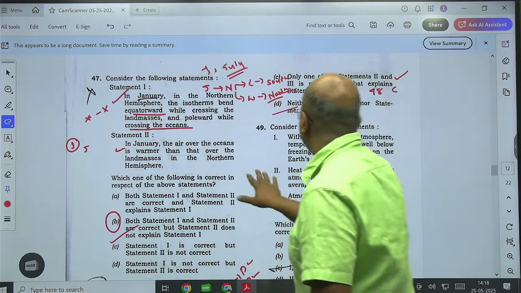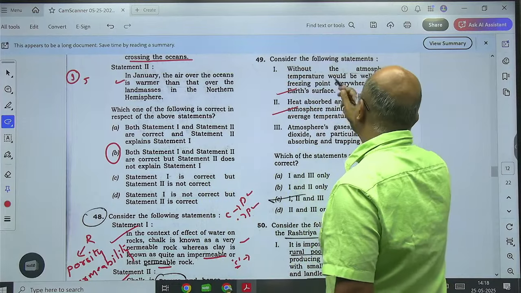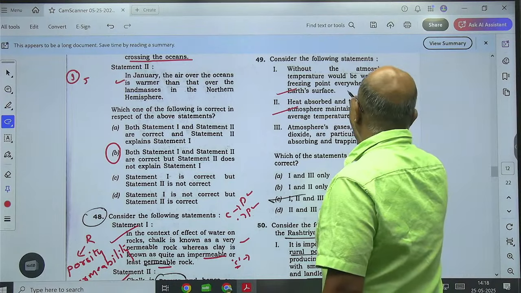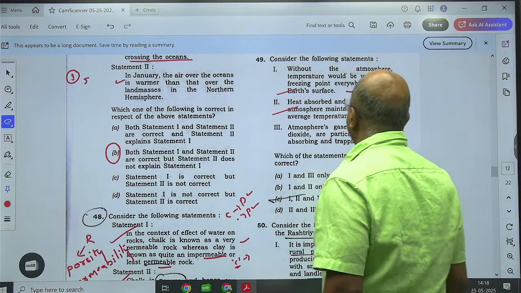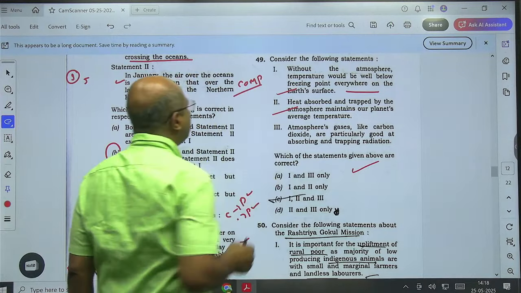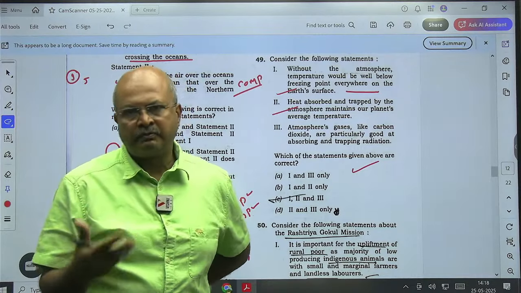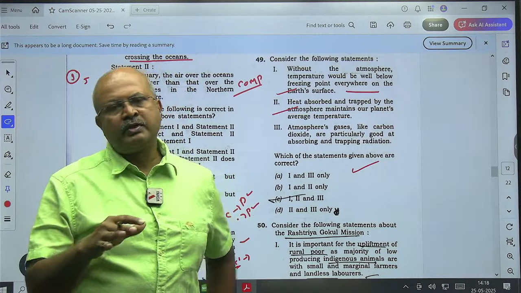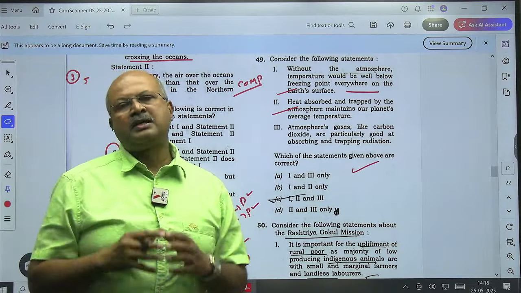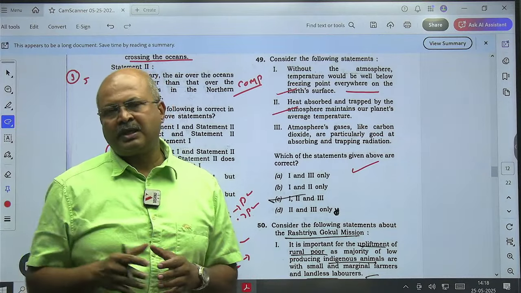Now moving down to 49. Consider the following statements. Without the atmosphere, temperature would be well below the freezing point everywhere on the Earth's surface. Now this is associated with the composition of the atmosphere. The Earth's atmosphere consists of solid particles, liquid particles, and also gases. Liquid and solid particles, we generally combine as aerosols. Here we have fixed and permanent gases, and variable gases.